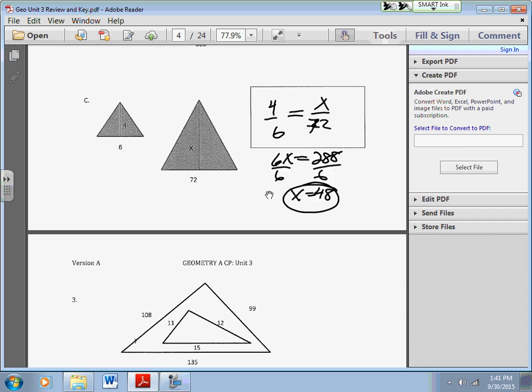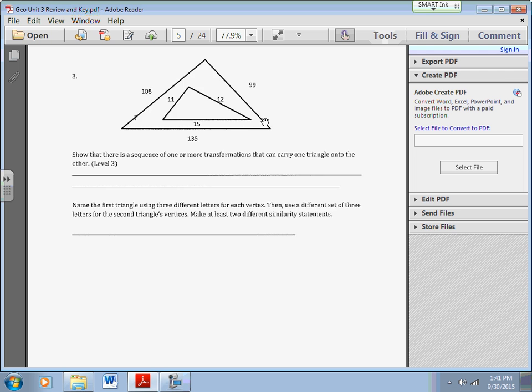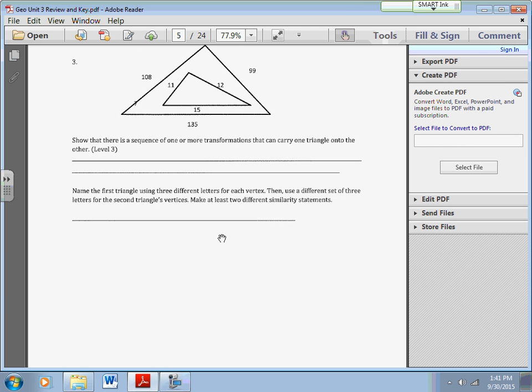All right. Let's move over to the next one. Now, those of you guys that are not getting your work done, I'm going to be moving through these fairly quickly. Okay. This one is asking to show that there is a sequence of one or more transformations. Do you notice that the triangles are 11, 12, and 15 on the inside? And on the outside, 99, 135, and 108. Notice the smallest side is on this side on the big one, and then the small one is on the other side. Yeah, so it did a, what's that called? Transformation? Reflection. Okay, that's a reflection.